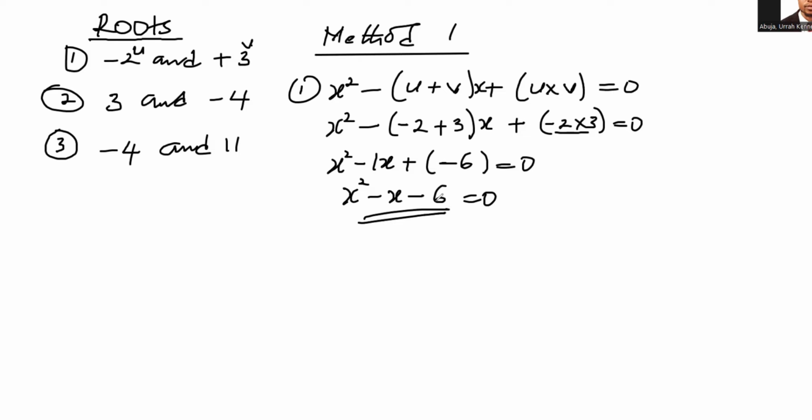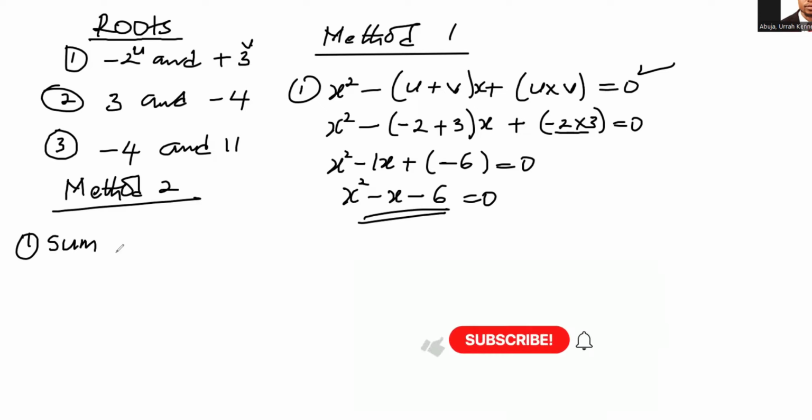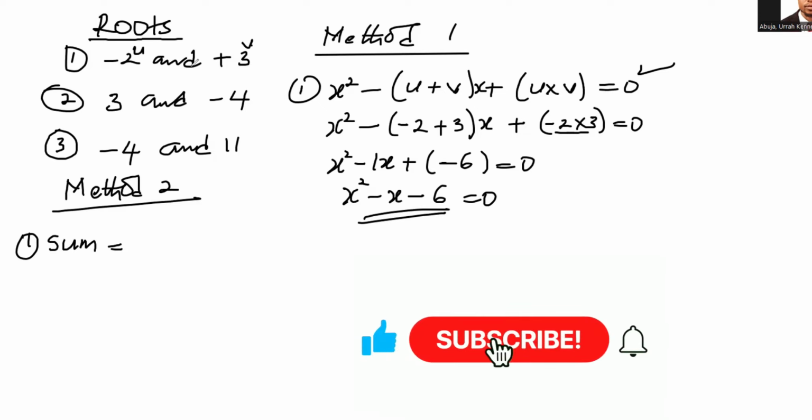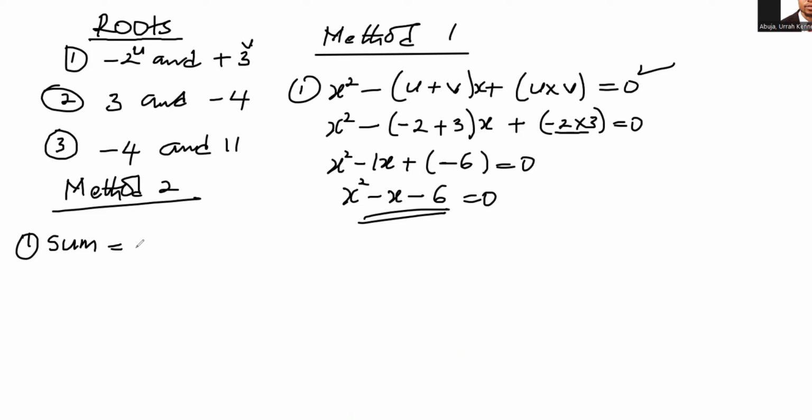So you can see how to formulate this particular equation using this idea. Now there's another idea I want to use, method 2. This idea is about sum and product. The first step is you write the sum. You sum the roots. So the addition of the roots will have -2 plus 3, which gives us 1, correct?